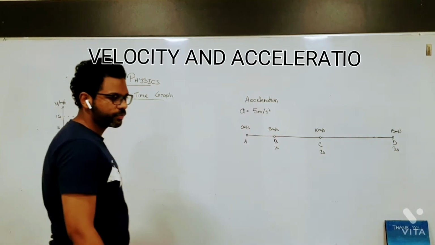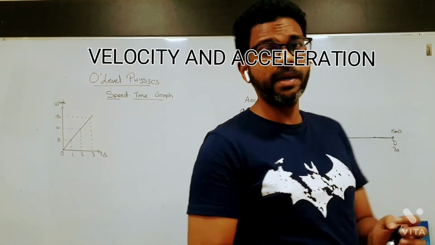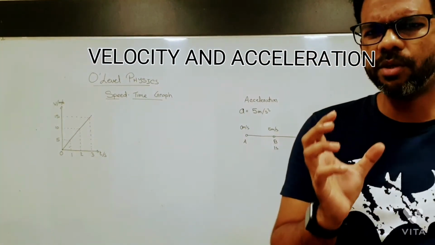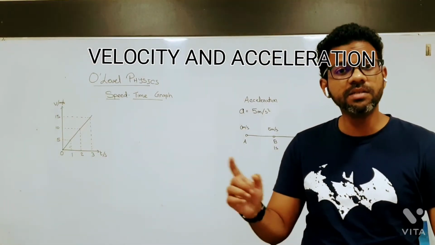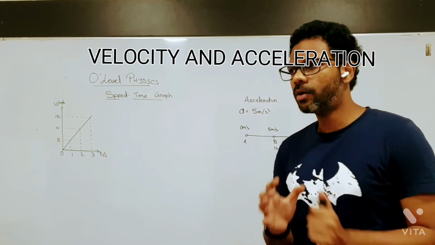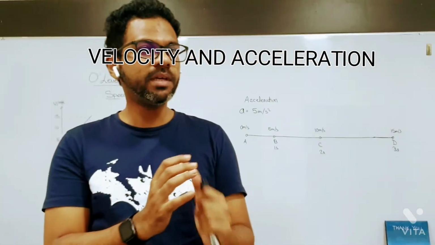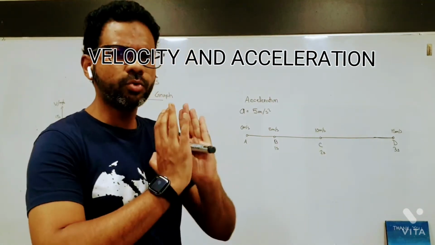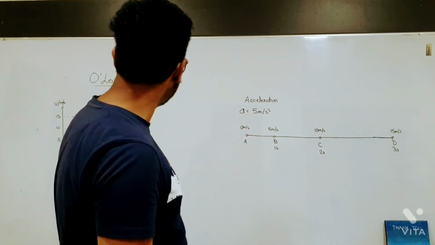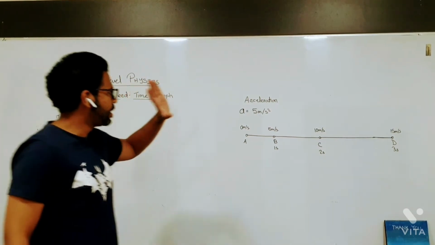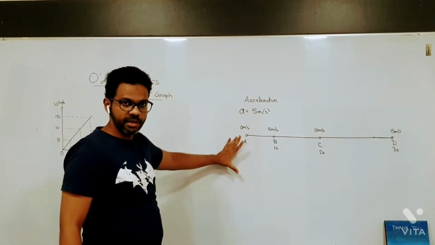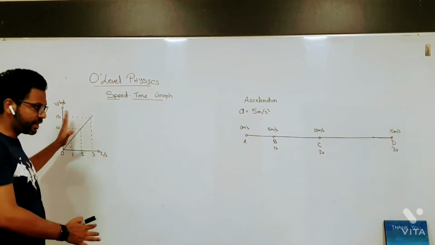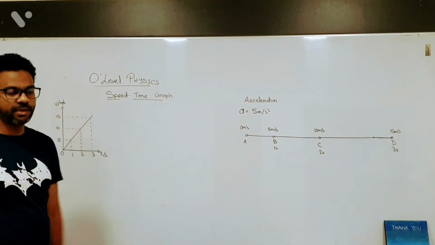Video of O-level physics, and today we are going to discuss the speed-time graph. We also discuss a little bit about acceleration, which we already discussed in the previous video. We have talked about what acceleration is, what acceleration means, and how an object moves when it is accelerating. We'll go through it a bit more, and then we will come to the graph and see how the movement of an object is depicted in graphical form, and how the graph shows exactly that.